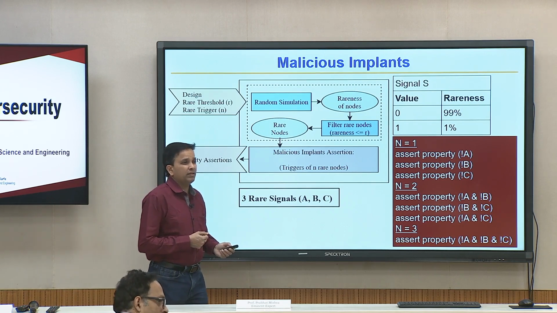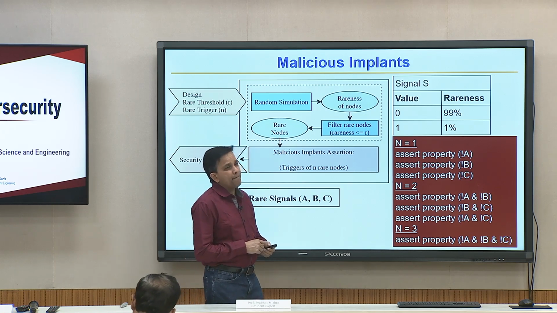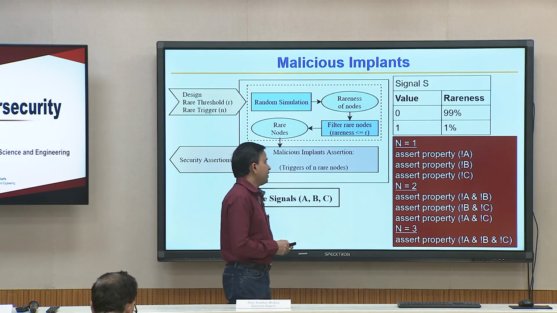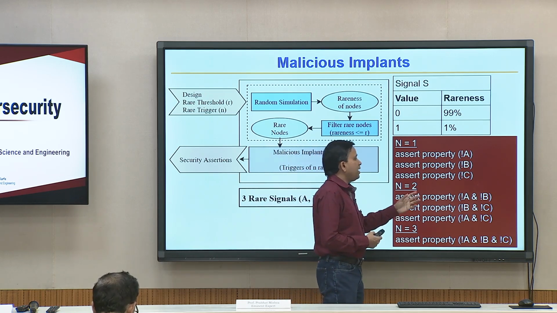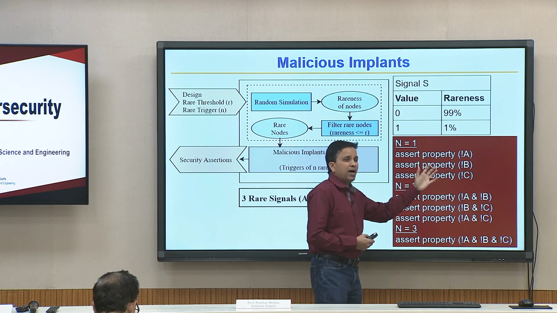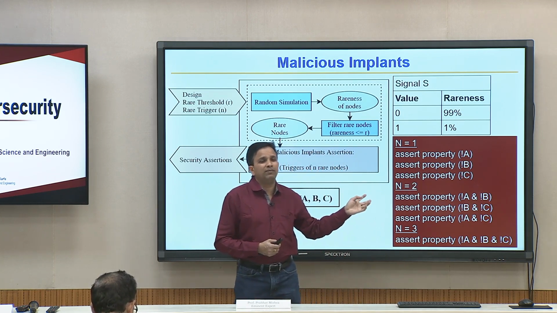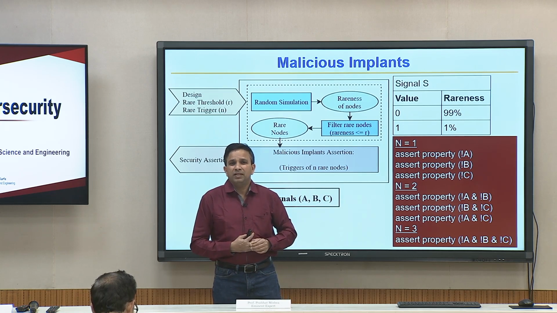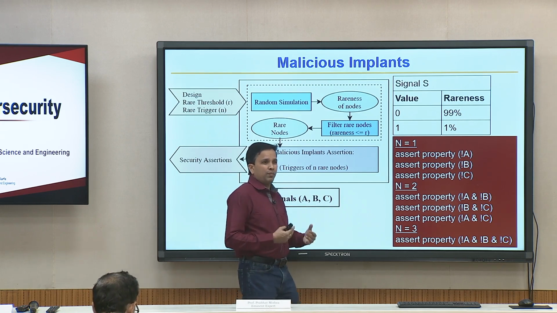One question was there: this is a rare signal, so we have put an assertion based on rare signals, but what if the rare signal is genuine? It's rare, but it is rare. Interesting question. So, the question is, we are assuming the attacker is going to hide or create a trigger consisting of rare signals. Therefore, if that combination is true, then we are basically trying to make the assertion fail and stopping the program.